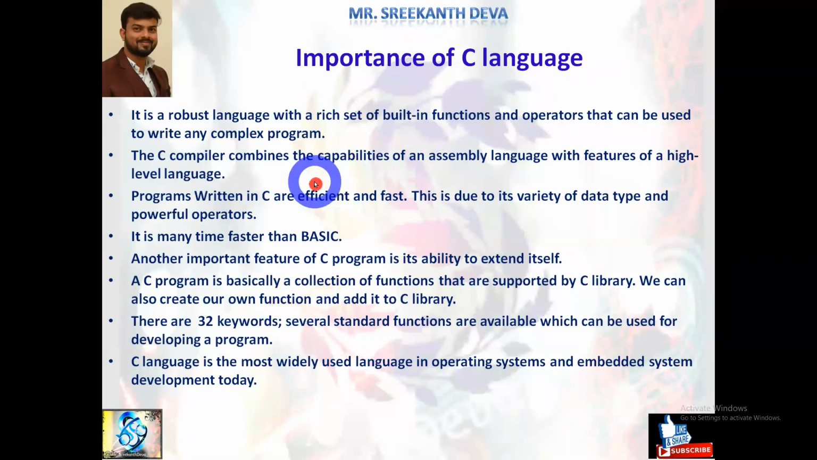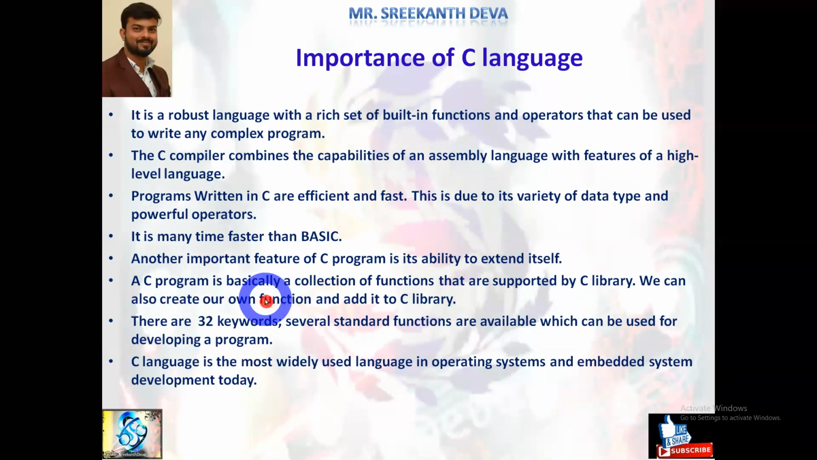The C compiler combines the capabilities of an assembly language with the features of a high-level language. Programs written in C are efficient and fast. This is due to its variety of data types and powerful operators. So it is many times faster than previous programming languages like B language, BASIC, and ALGOL. Comparatively, C is many times faster for application development. Another important feature of C is its ability to extend itself. Code extendability is supported in the C programming language.